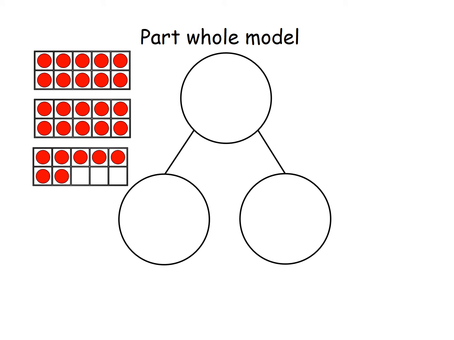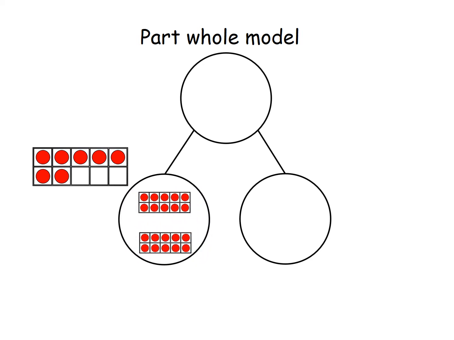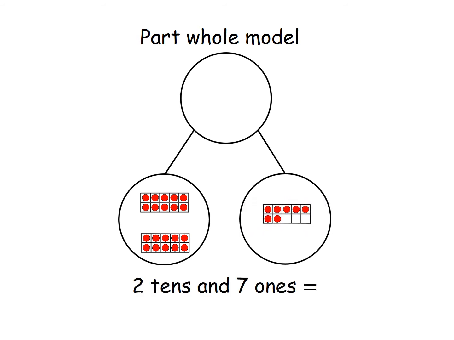Right, can you have a go at putting these tens frames into the part whole? So pause the video and draw them in. Right, let's see if you put them in the right place. So there's the 2 lots of 10 because they're full. So I know that they are tens. And then in goes the ones, the 7 ones. So hopefully you've seen that there's 2 lots of 10 and 7 ones. And what number has that made? And you write it in the top. Well done if you've written the number 27. 2 10s and 7 ones makes 27.